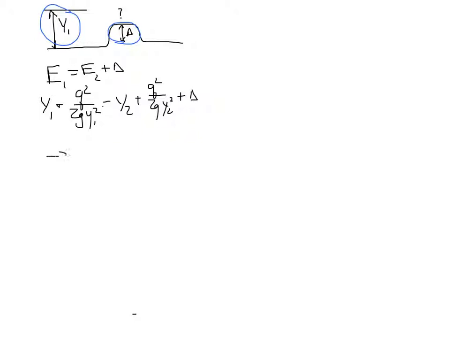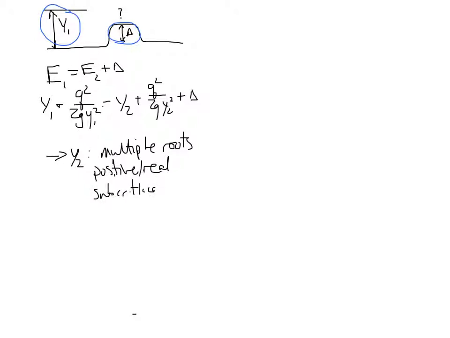We can solve this for y2 as a function of each of the other parameters, and all those other parameters are given. There are multiple roots. So how do we go about choosing them? Well, we want positive and real. And then we choose either the subcritical or supercritical solution.